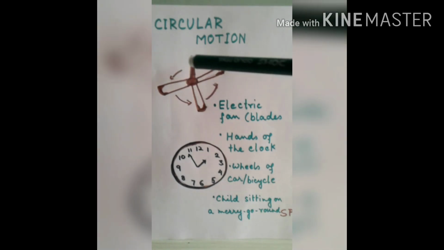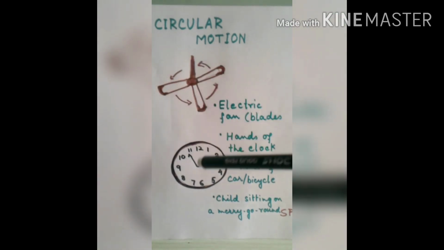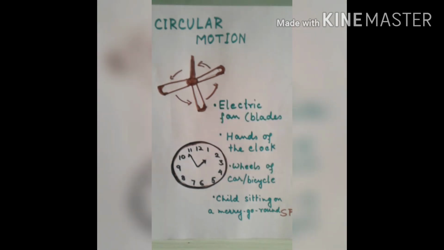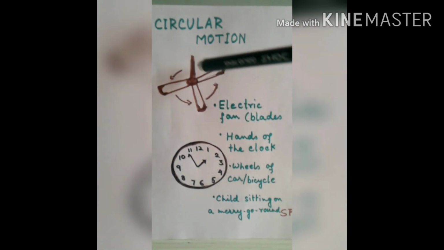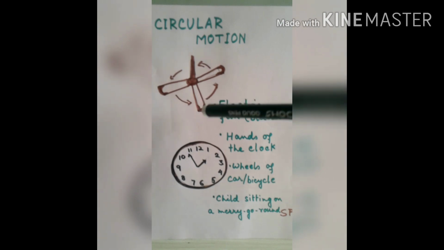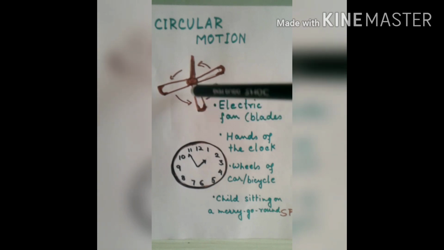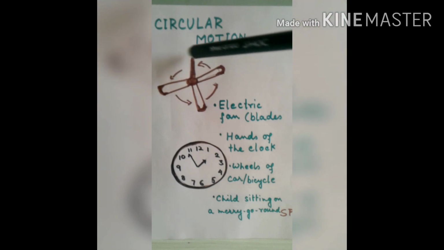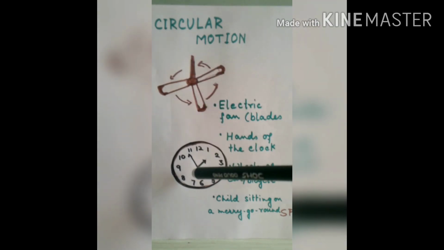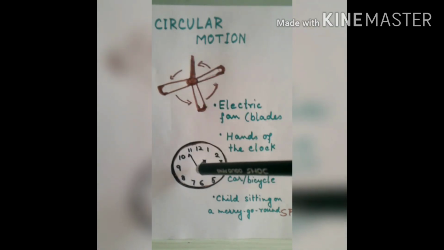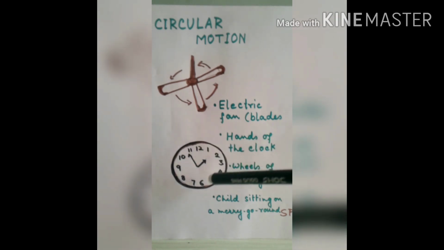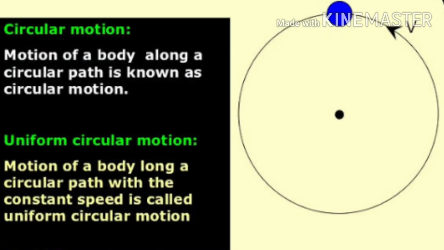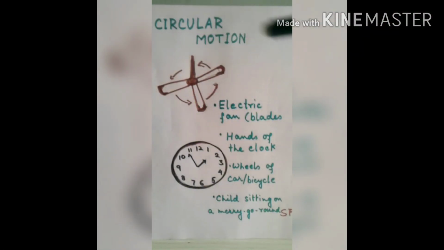Here you see the blades of a fan or the hands of a clock. So this is actually moving in a circular path. If you mark a point on the blades of the fan, you will see always the distance is the same from the center. So as it is moving in a circular path, here also the hands of the clock you see are moving in a circular path. So when an object moves in a circular path, this type of motion is called circular motion.